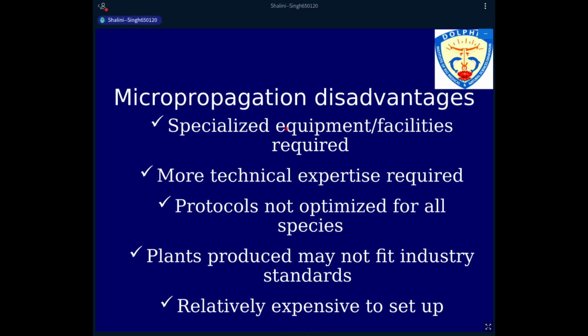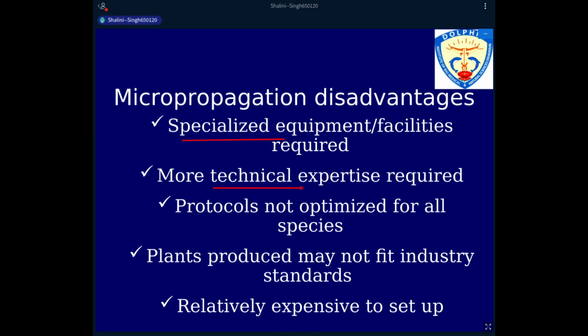Since this is a very good technique, still it has some limitations. So what limitations are present in micropropagation? You require everything here to be specialized. Your equipment should be specialized and the facilities which you require for doing tissue culture, they also should be specialized.